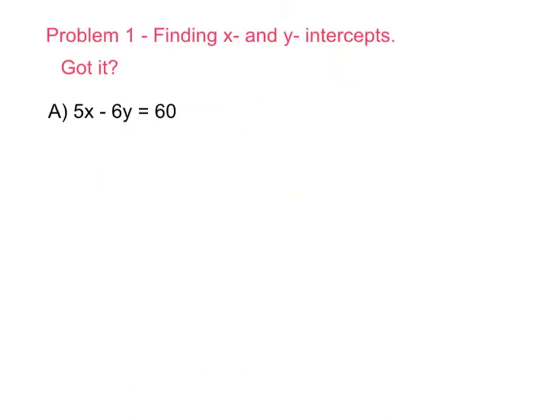At the bottom of page 203, we're going to learn the first thing that you need to do, and that is to graph using x and y intercepts. So we're going to first just find the x and y intercepts. Alright, 5x minus 6y equals 60. We want to find the intercepts. Now I'm going to quickly draw a graph again. You do not need to draw this. This has nothing to do with the problem.